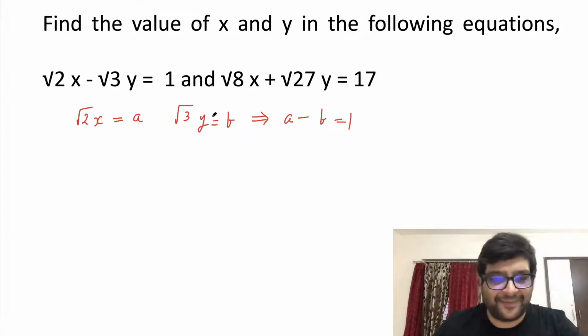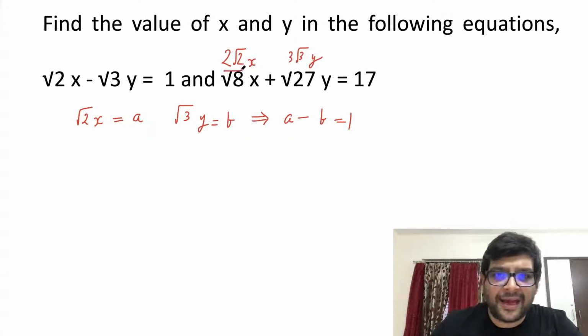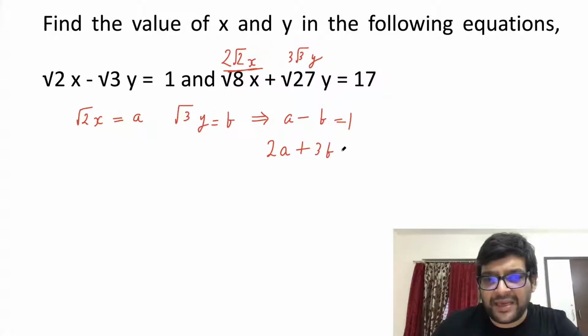And once you get that, what is root 8x? Root 8x is 2 root 2x. What is 27 by 3 root 3y? Now in this, I'm saying root 2x is a. So if root 2x is a, then the second equation is 2a plus 3b, which is equal to 17.